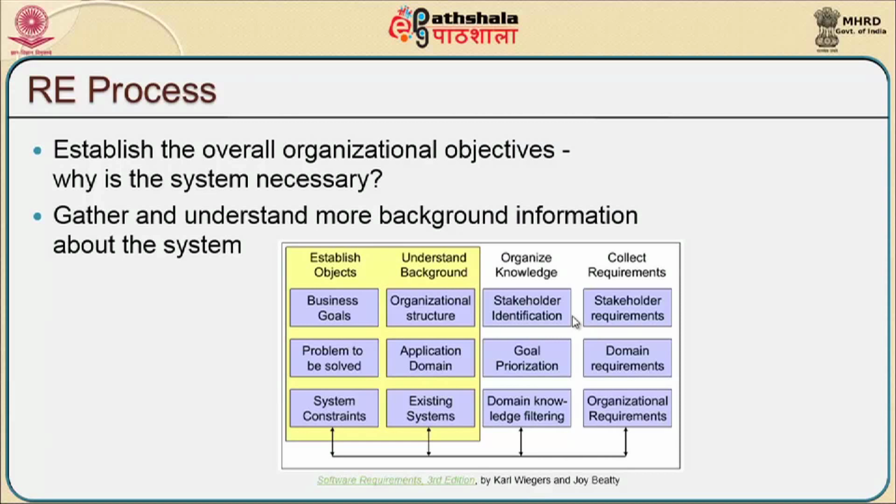Looking at the requirements engineering process, this process establishes the overall organizational objectives. Look at this diagram, for example. This requirements engineering process has 4 different phases: establish the objectives, understand the background of the system, organize the knowledge, and collect the requirements.